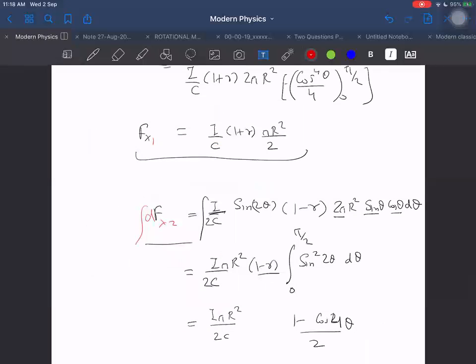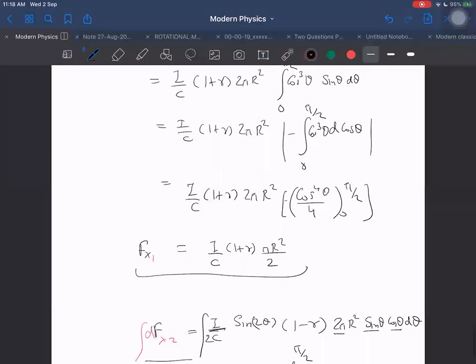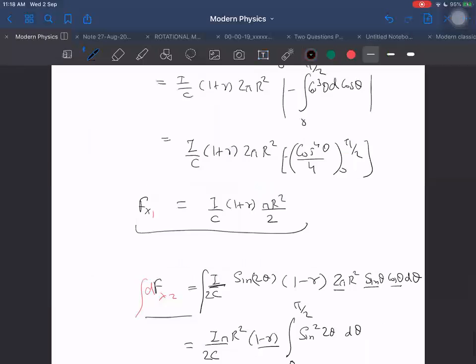After that, multiply then by 2 pi r square sine theta cos theta. That is also correct only: 2 pi r square sine theta cos theta d theta.